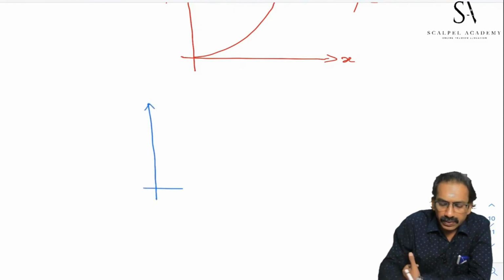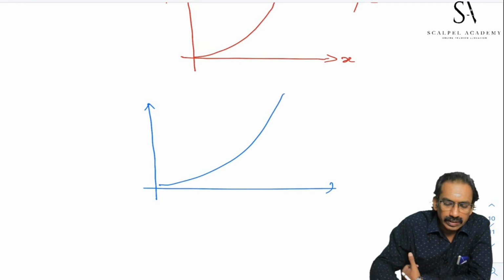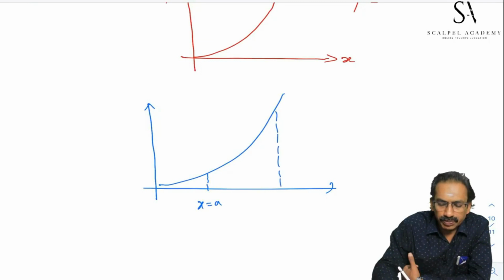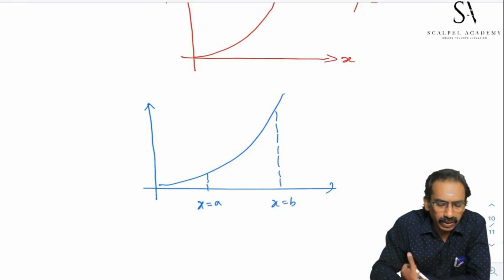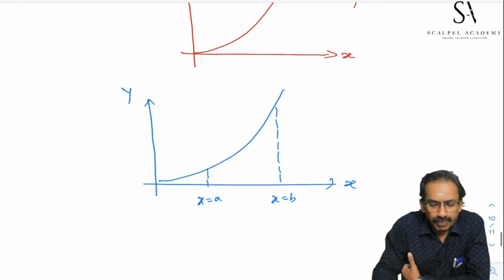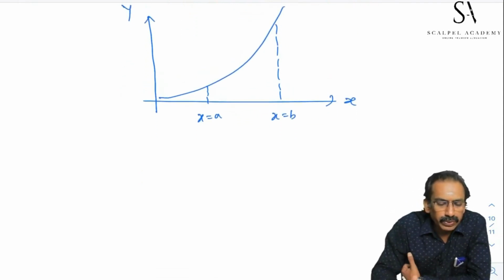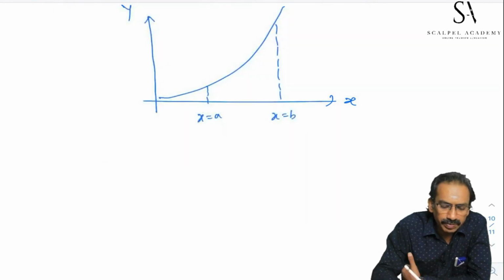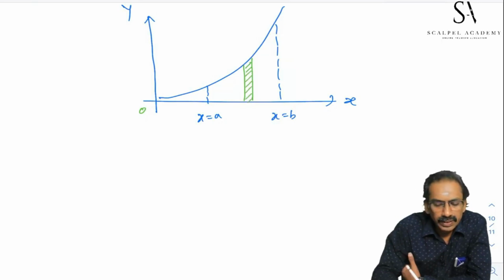This is the graph given to you. This is x equal to a. This is x equal to b. In between a and b, you are asked to calculate the area. So what to do is, first of all, select an element at x distance from the origin. This is the element of thickness dx. This element looks like a rectangle if the thickness is negligible. This height is y.